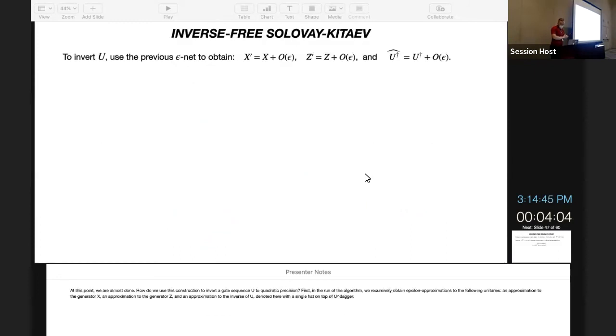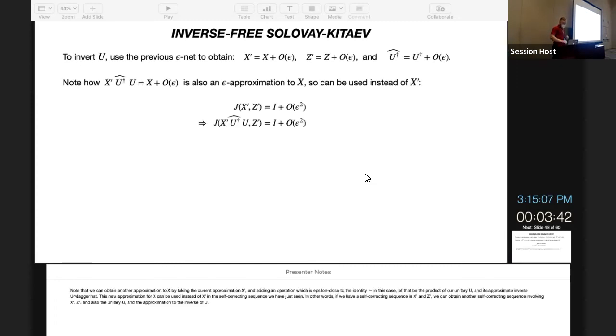So we're essentially almost done. The only thing left is to show you how this construction can do inverses. So what do I do in the recursive step of the algorithm? I'll ask for an approximate x, an approximate z, and an approximate inverse to the unitary u I'd like to invert. And I can build an equivalent sequence that approximates the identity by bootstrapping off of this x prime c prime construction that we've just seen.